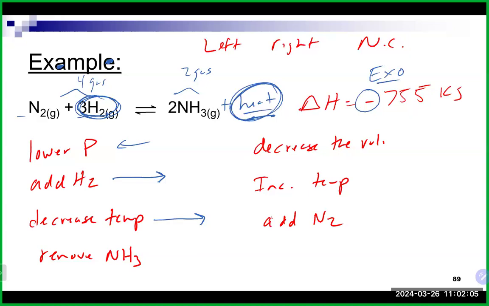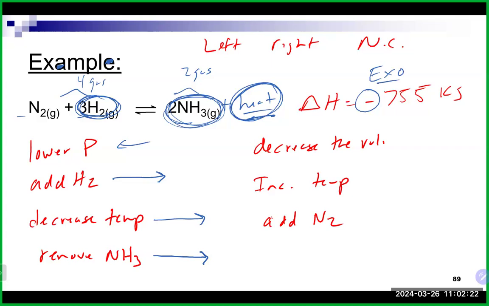We are going to remove NH3 in this case, which will cause the same effect to occur. We're basically going to cause a hole there on the product side that we need to fill. We have more reactants than products, so it's going to go towards that hole there to fill it. Any question on any of those there?